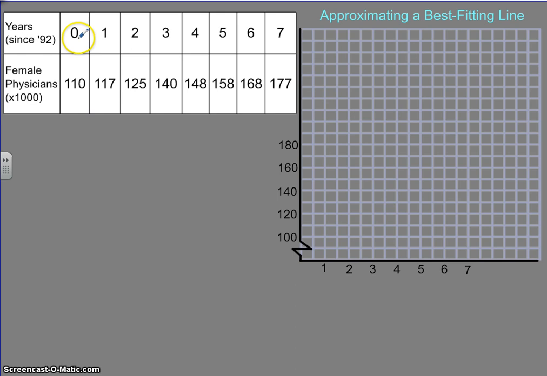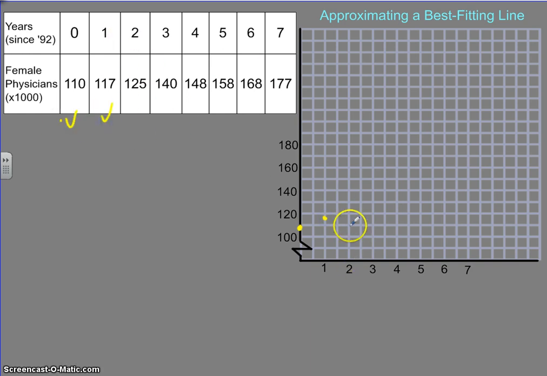0 and 110. So at 0, you get something at 110. Okay, that's that one. 1 and 117. I'm sorry, I did that wrong. That's 100. What am I thinking? 0 and 110 is right here. Okay, we're going by tens here. 1 and 117, well, that's somewhere between 110 and 120. It's somewhere about right here. Again, this is a scatter plot. I'm just plotting these points.